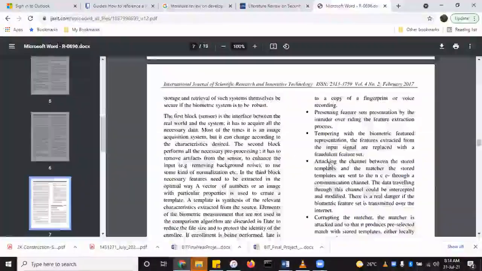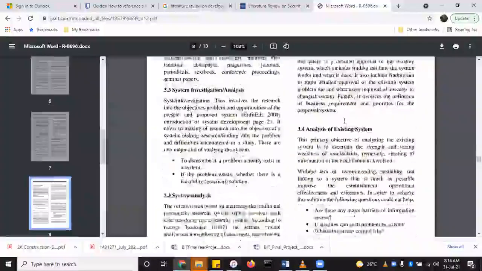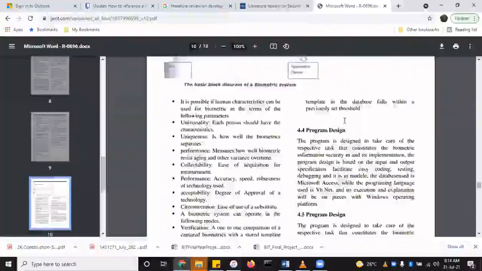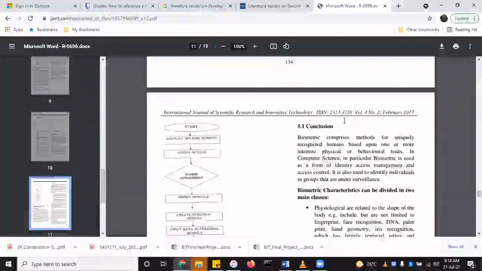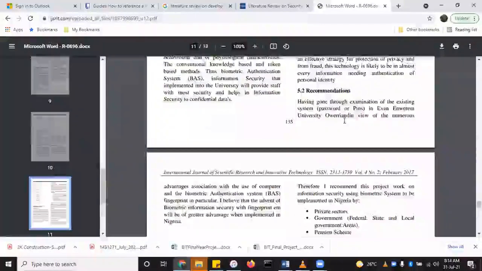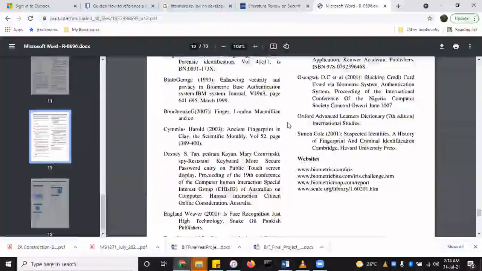Then he moves on to chapter 3, which is your methodologies, and so on. So you can get an idea. And then chapter 4, and then chapter 5, the conclusion, the references, the reference pages.